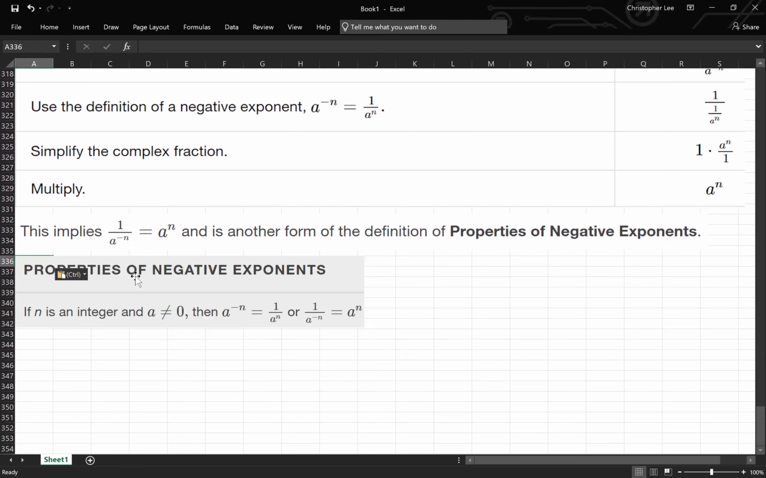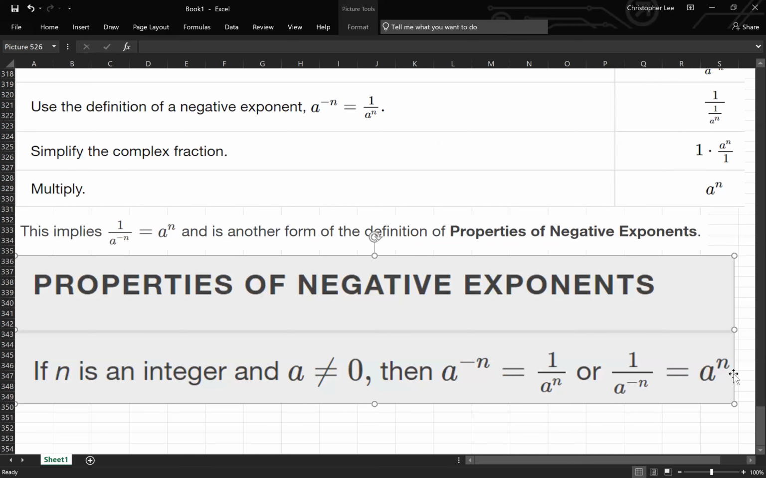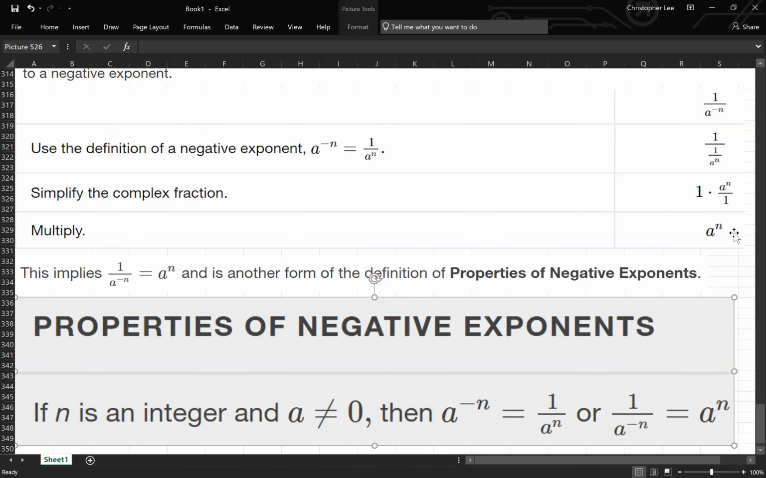Let's take a look at that real quick. So properties of negative exponents. If n is an integer and a does not equal 0, then a to the negative n power is equal to 1 over a to the n. Or if we have 1 over a to the negative n, that's going to be equal to just plain a to the n. General formulas right here.